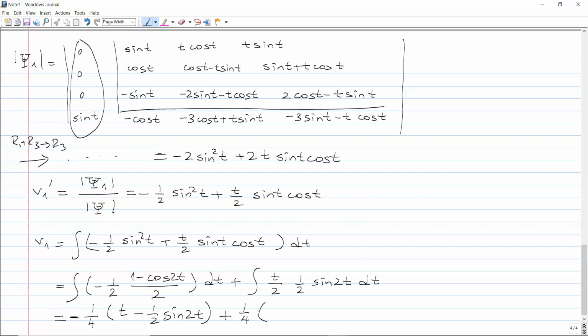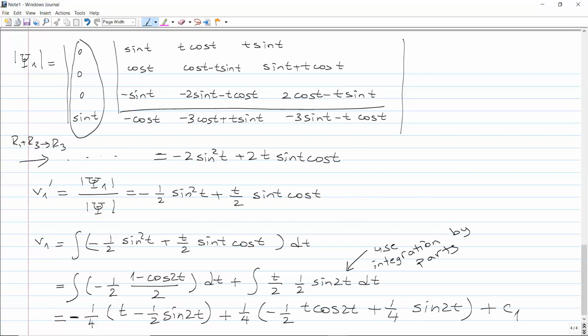Now to integrate t times sine 2t, you need to use integration by parts. I told you in this method, we need to do some integration. So you use integration by parts. The integral of t sine 2t is minus 1/2 t cosine 2t plus 1 over 4 sine 2t. And remember, we need to add the integration constant, C1.